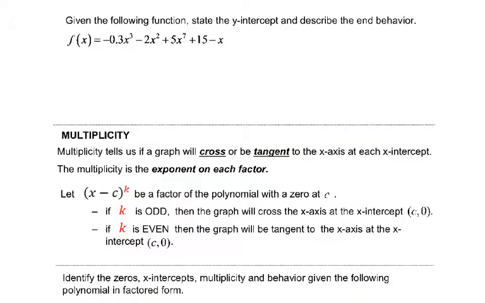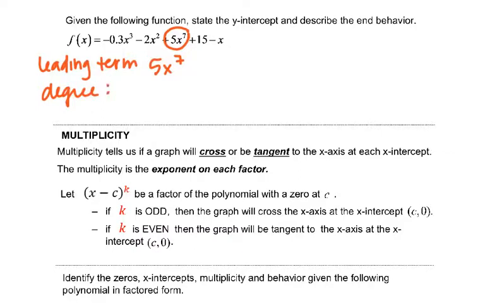So continuing here, we have another example. Given this function, we need to state the y-intercept and describe the end behavior. So, in order to talk about the end behavior, we look at the highest powered term. My leading term is 5x to the 7th. The degree of this is 7, and my leading coefficient, LC means leading coefficient, is positive.